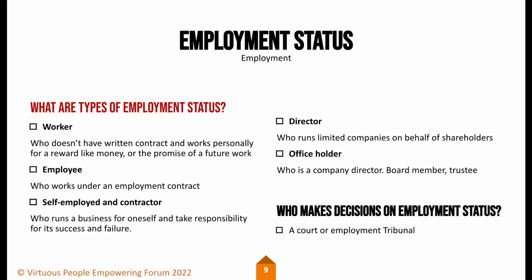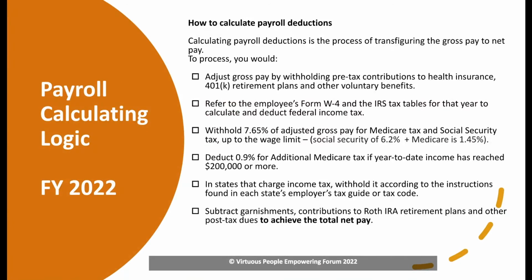Employment status. Types of employment status. A worker who doesn't have a written contract and works personally for a reward like money or the promise of future work. Employee who works under an employment contract. Self-employed and contractor who runs a business for oneself and takes responsibilities for its success and failure. Director who runs limited companies on behalf of shareholders. Office holder who is a company director, board member, trustee. A court or employment tribunal will make a decision on the employment status.